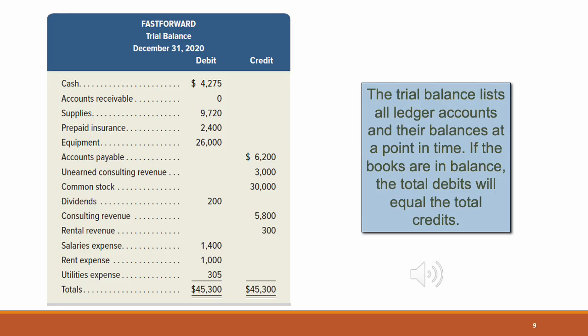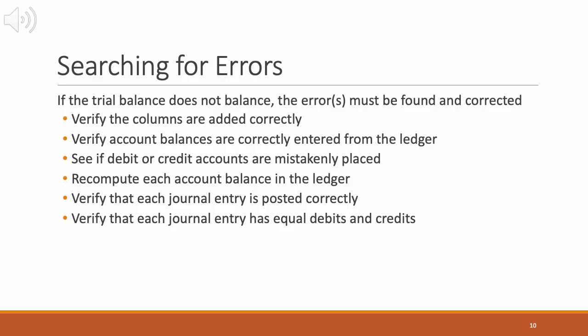So as you can see, the trial balance lists all ledger accounts and their balances at a point in time. If the books are in balance, the total debits will equal the total credits. If the trial balance does not balance, the errors must be found and corrected. Verify the columns are added correctly. Verify account balances are correctly entered from the ledger. See if debit or credit accounts are mistakenly placed. Recompute each account balance in the ledger. Verify that each journal entry is posted correctly. Verify that each journal entry has equal debits and credits.